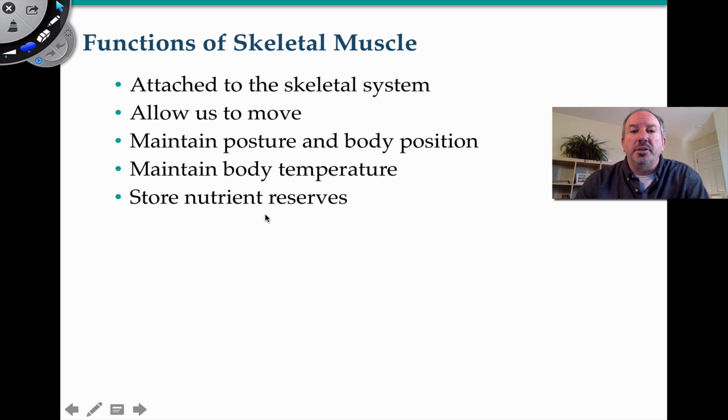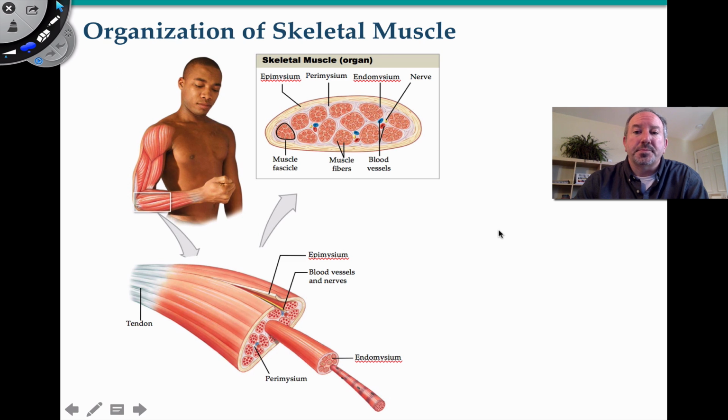It serves as a nutrient reserve. What does that mean? That means, in addition to the muscle fiber or muscle cell storing a polysaccharide, glycogen, under times of distress and deprivation, the proteins found in muscle can actually be broken down as a source of energy, and they can also be converted. Those amino acids could be converted into glucose, and so it is a reserve for nutrients.